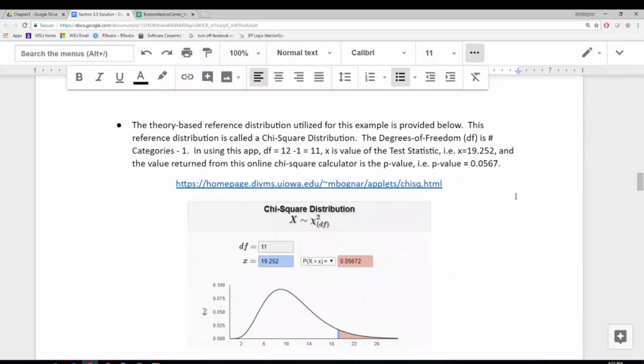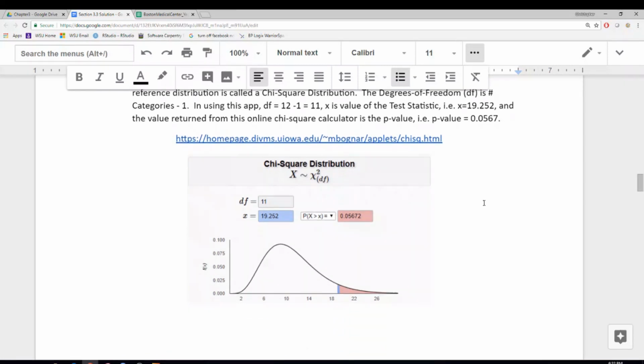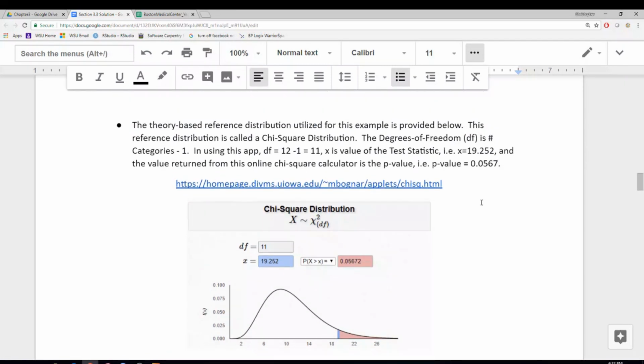The theory-based approach for obtaining the reference distribution, okay, so that approach actually uses what's called the chi-square distribution. The chi-square distribution is indexed by something called the degrees of freedom, which is just the number of categories minus 1.